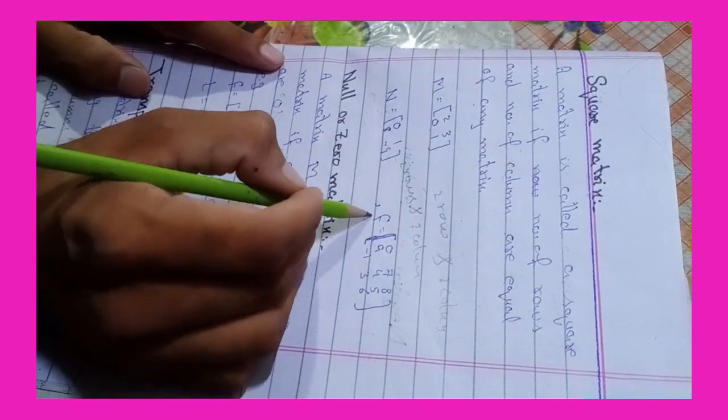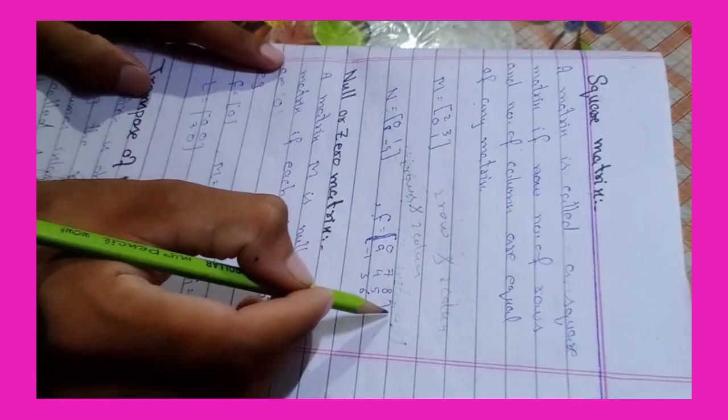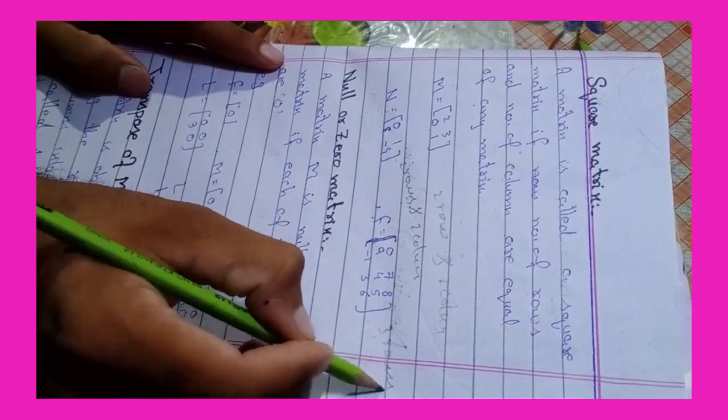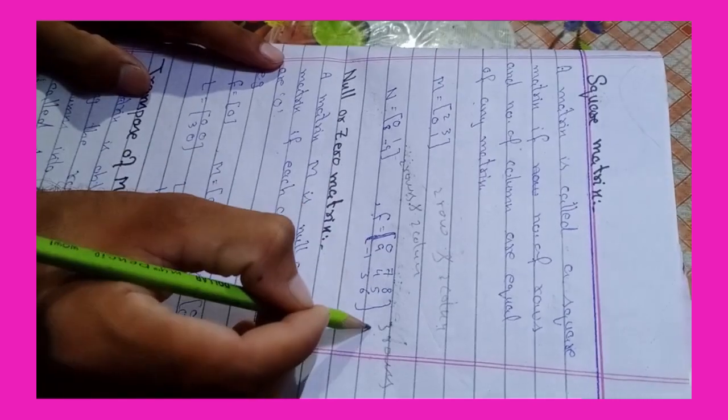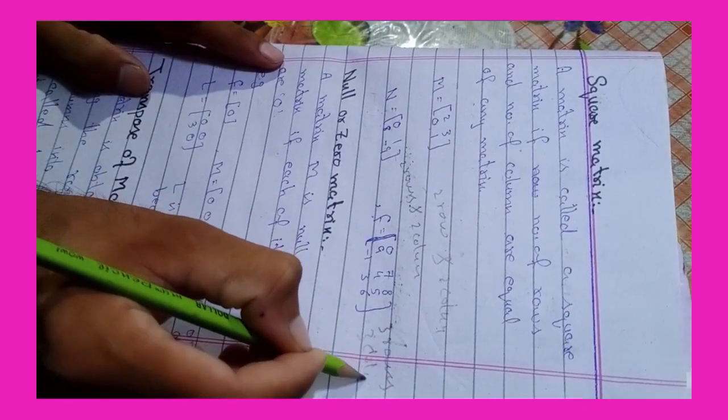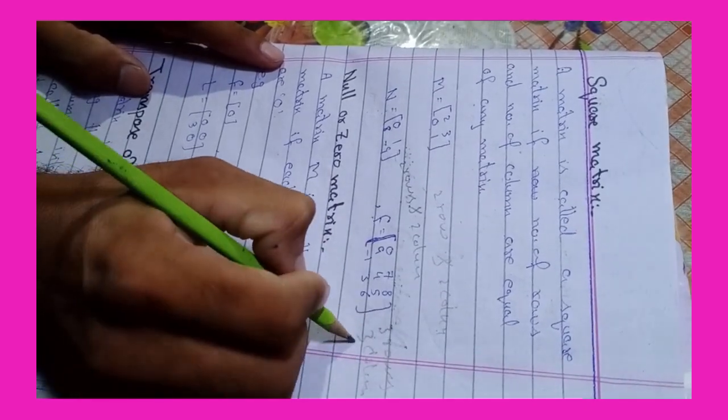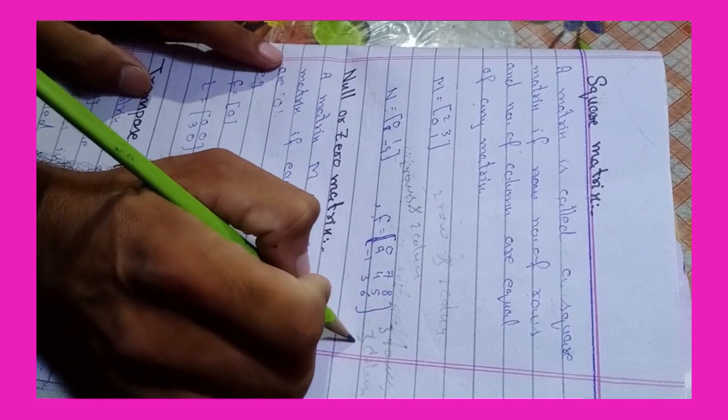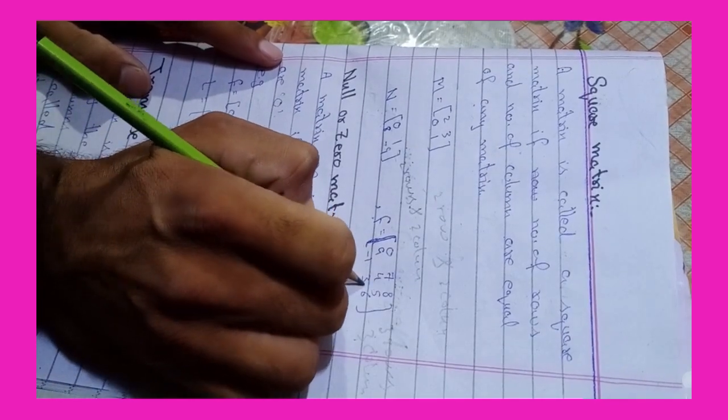Next is matrix F, with three rows and three columns. The numbers of rows and columns are equal. These are called square matrices.